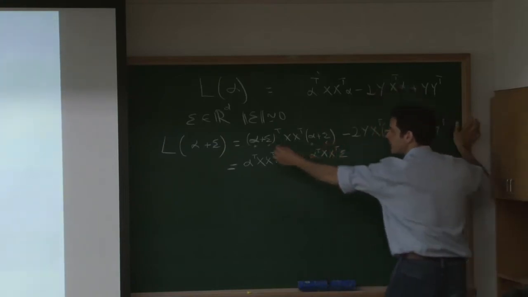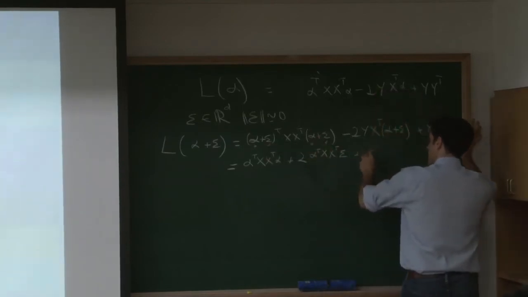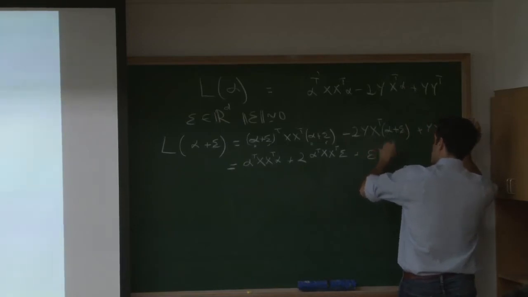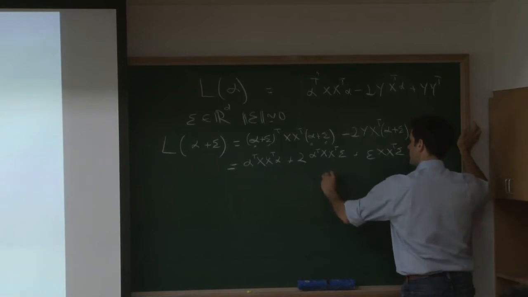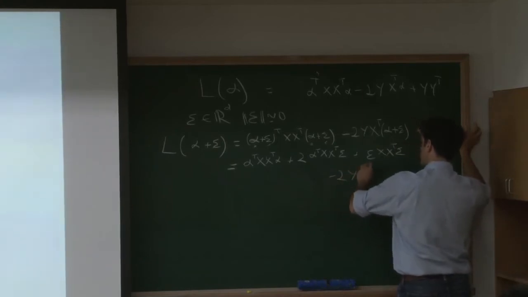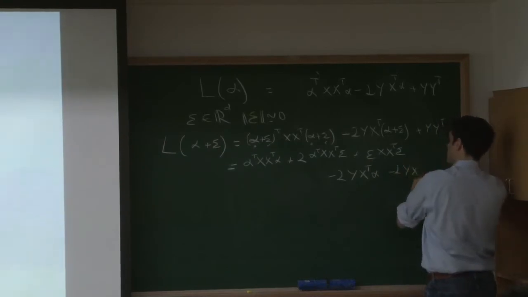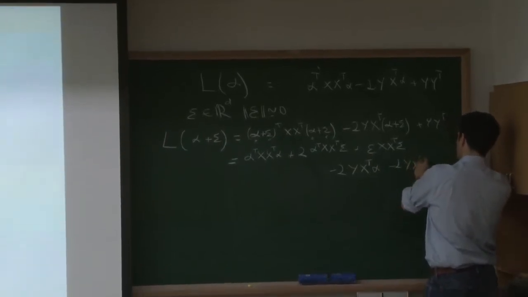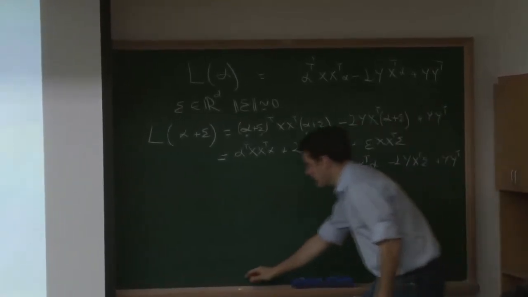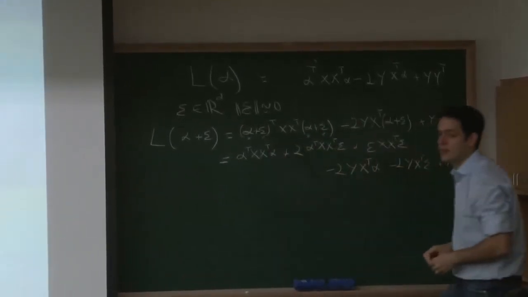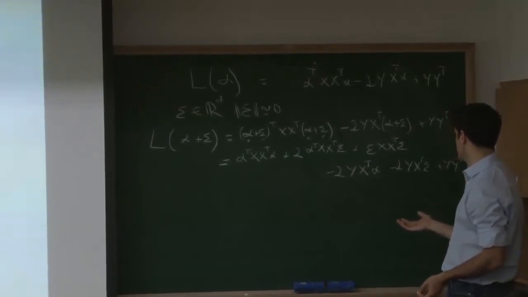And then there's a term that involves epsilon twice. And that's just epsilon x transpose epsilon. Okay? And then minus 2y x transpose alpha minus 2y x transpose epsilon plus y transpose y. So this is a bit boring. It's very basic elementary computations, but you will see that you can recover the gradient using that.